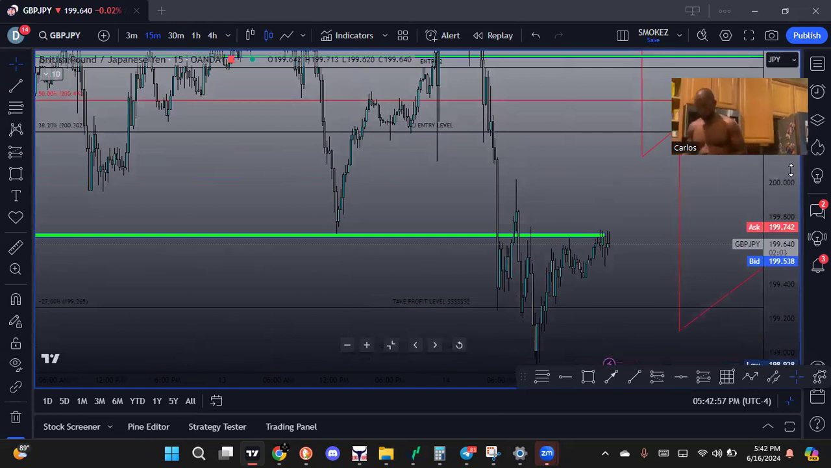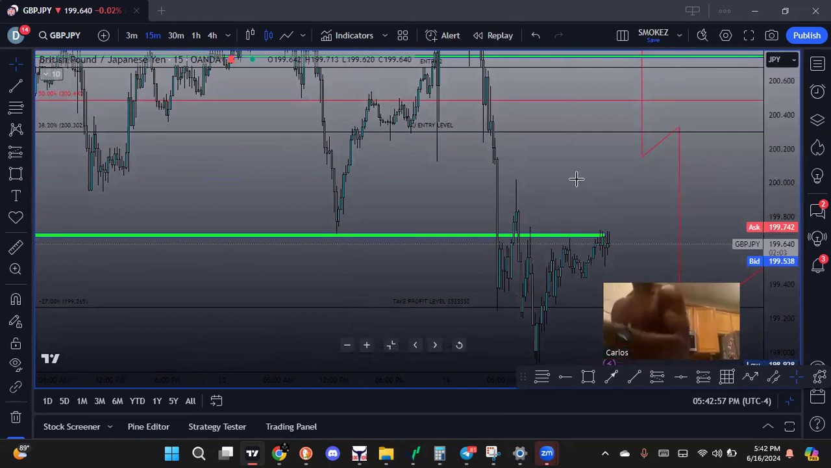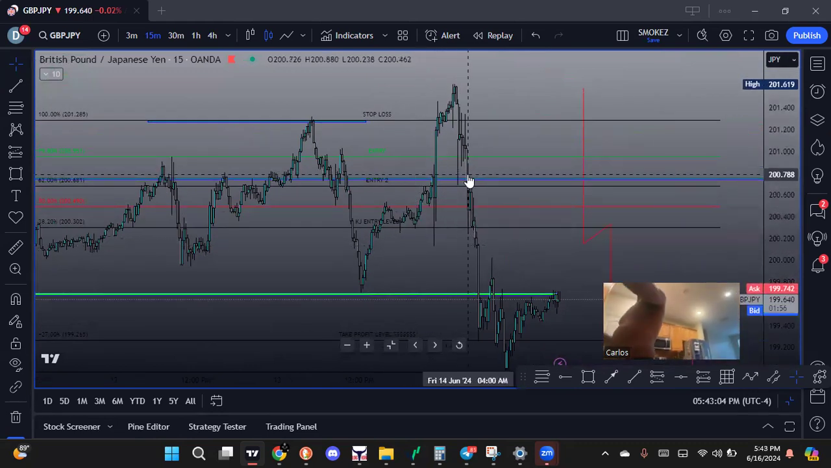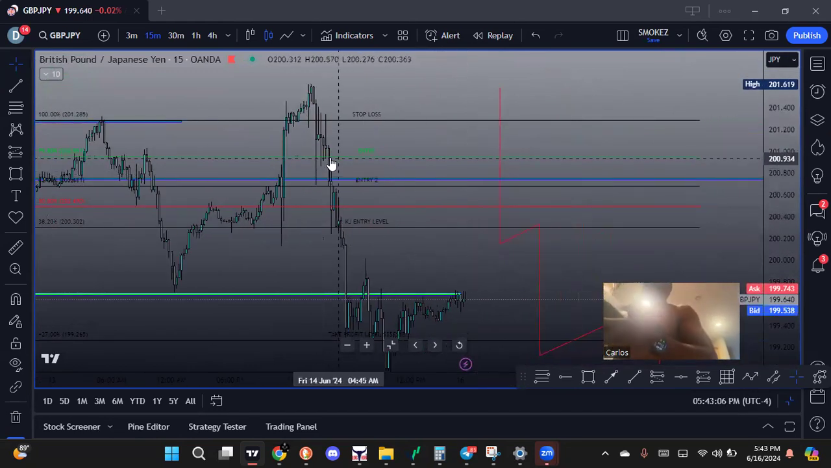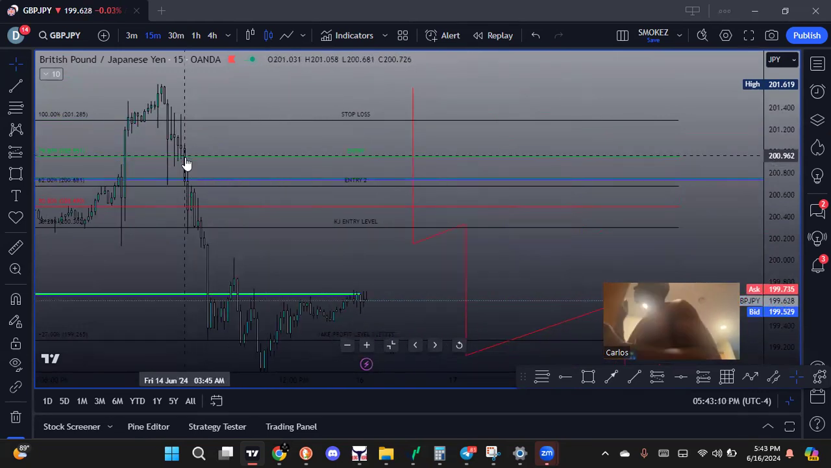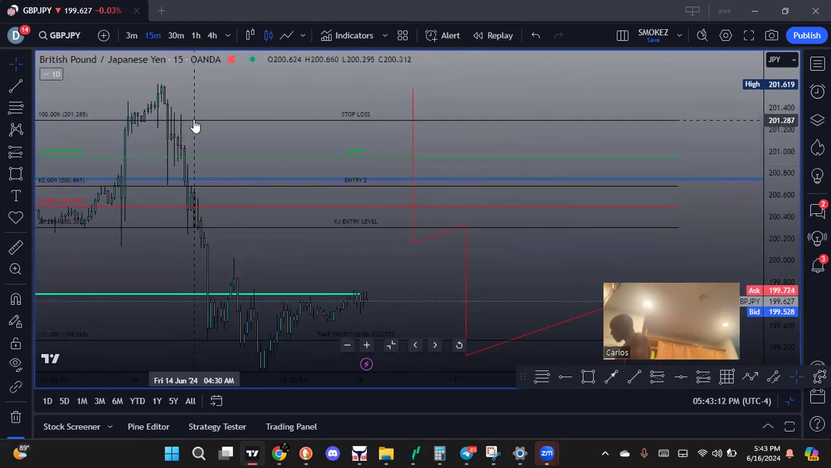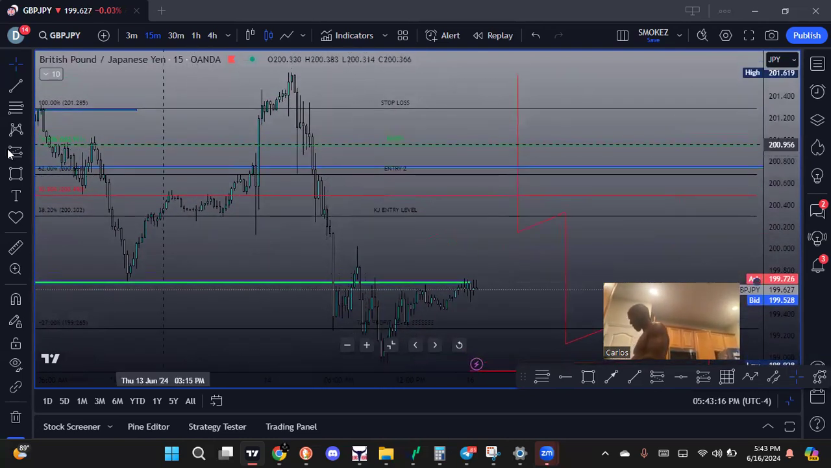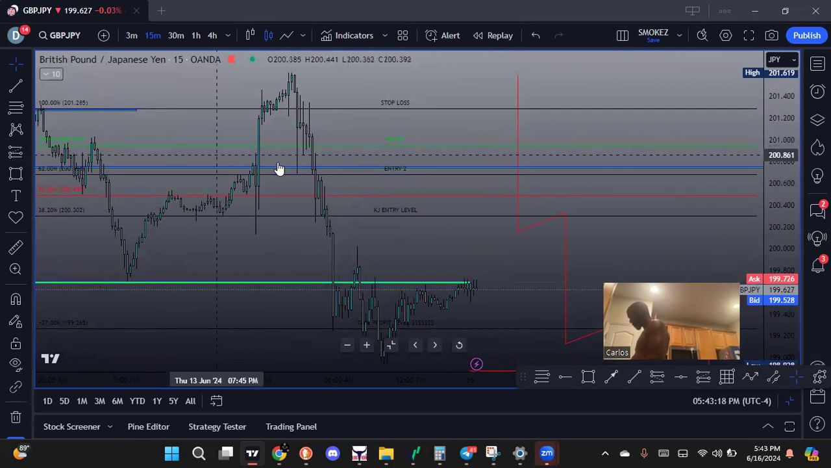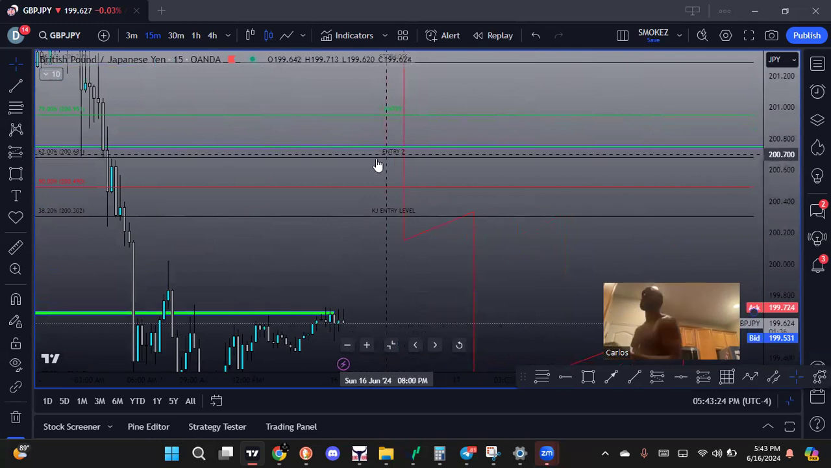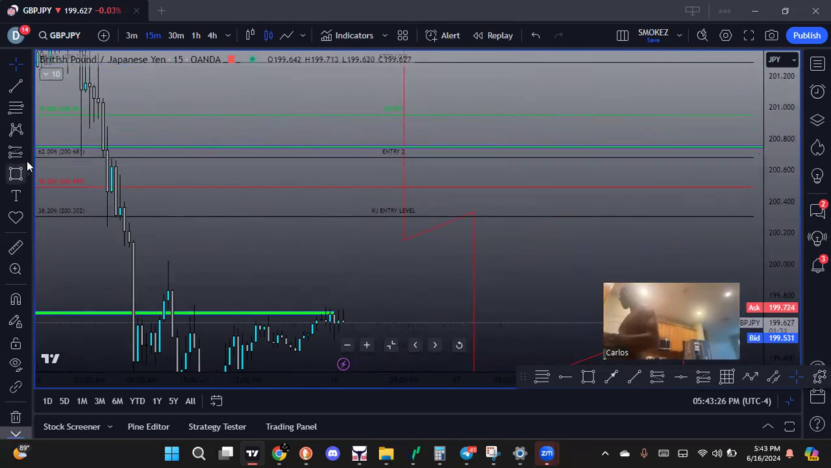So the first entry, if you look, this is where we would have got in at, right here. See, full candle, close, stop loss right here. If we didn't enter there, this is always going to be the stop loss, the 79 entry. If you didn't catch this entry, how is price delivering right here, entry number 2 at the 62?